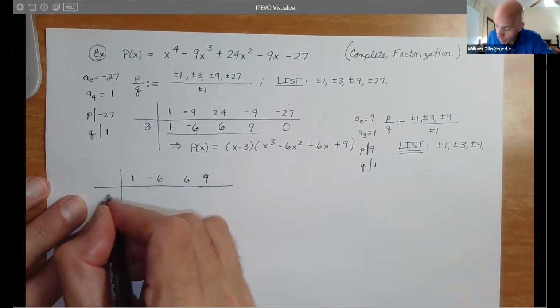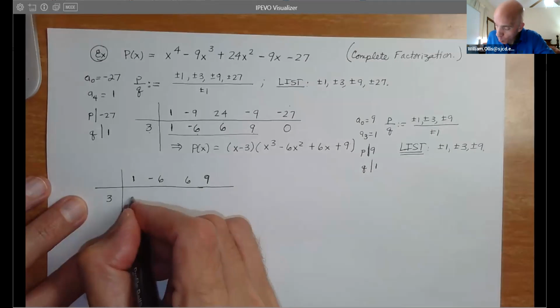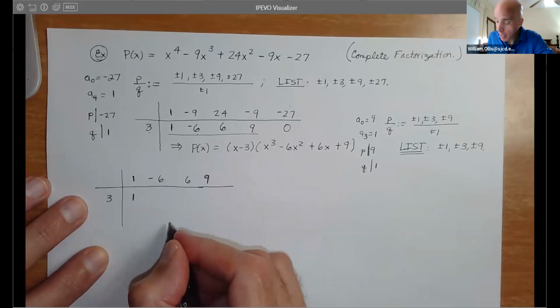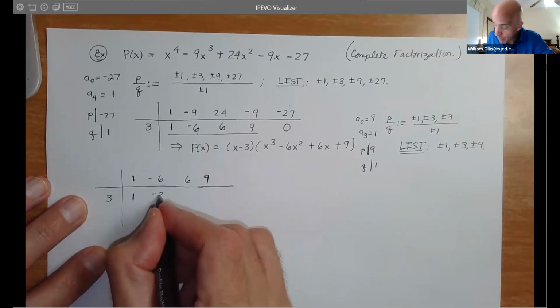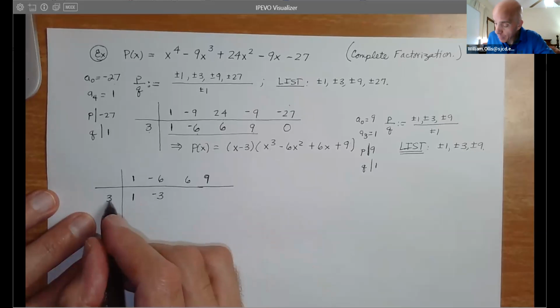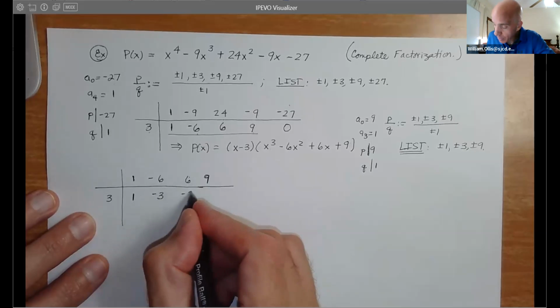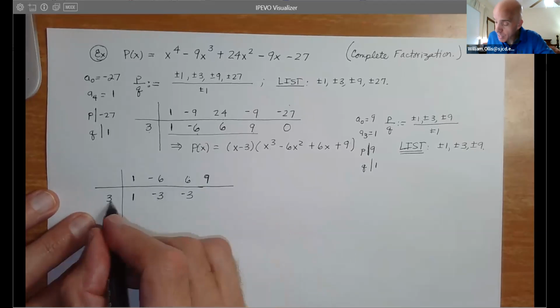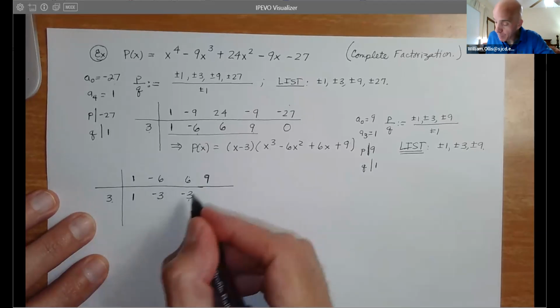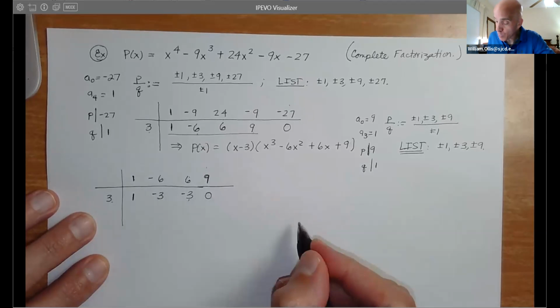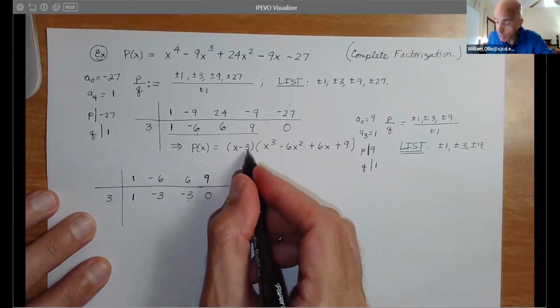So let's try 3. So 1 times 3 is 3. 3 plus -6 is a -3. And then 3 times -3 is -9. Plus 6 is -3. And like we thought, it does work. 3 times -3 is -9. Plus 9 is 0. So we get another 0 in 3. So actually a double root.